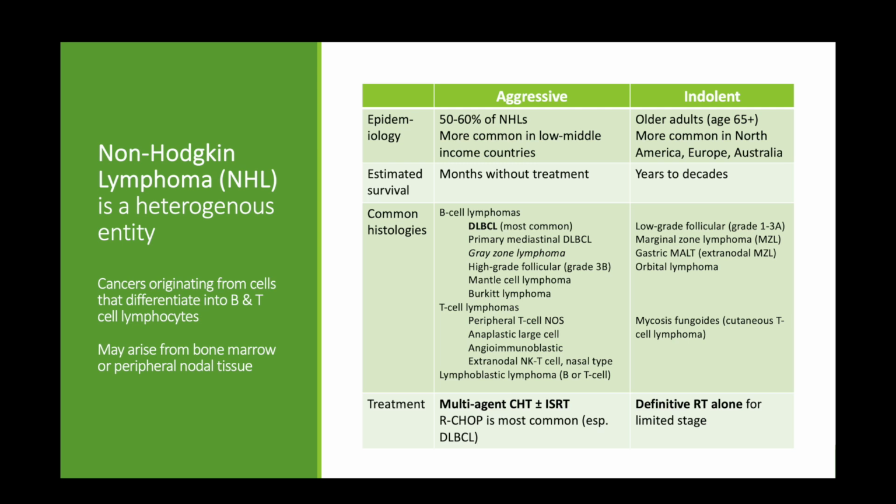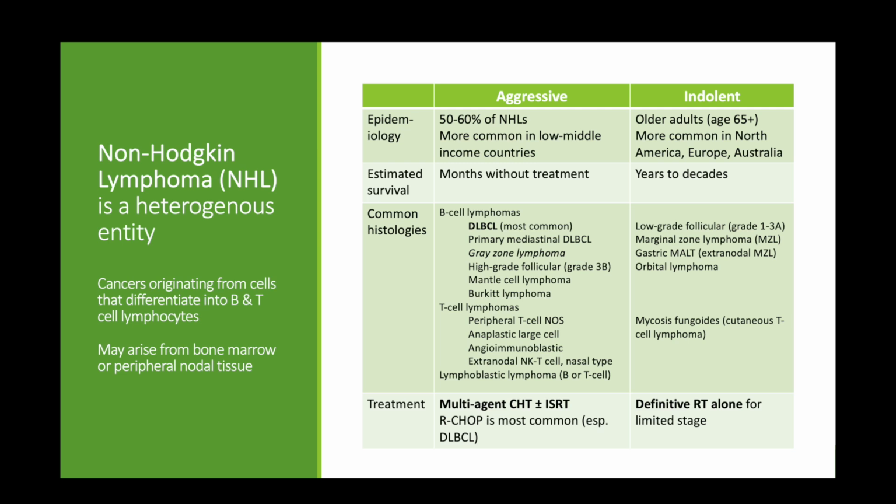I put that in italics just because it is thought of as kind of an intermediate between DLBCL and Hodgkin lymphoma. There are different T cell lymphomas as well, such as peripheral T cell lymphoma, anaplastic large cell, angioimmunoblastic, extranodal NKT cell nasal type, which tends to be very, very aggressive. And then lymphoblastic lymphoma can be B or T cell. So lots of different types of lymphomas just within the aggressive category, broadly divided into B cell versus T cell lymphomas. DLBCL is by far the most common aggressive lymphoma that we see.